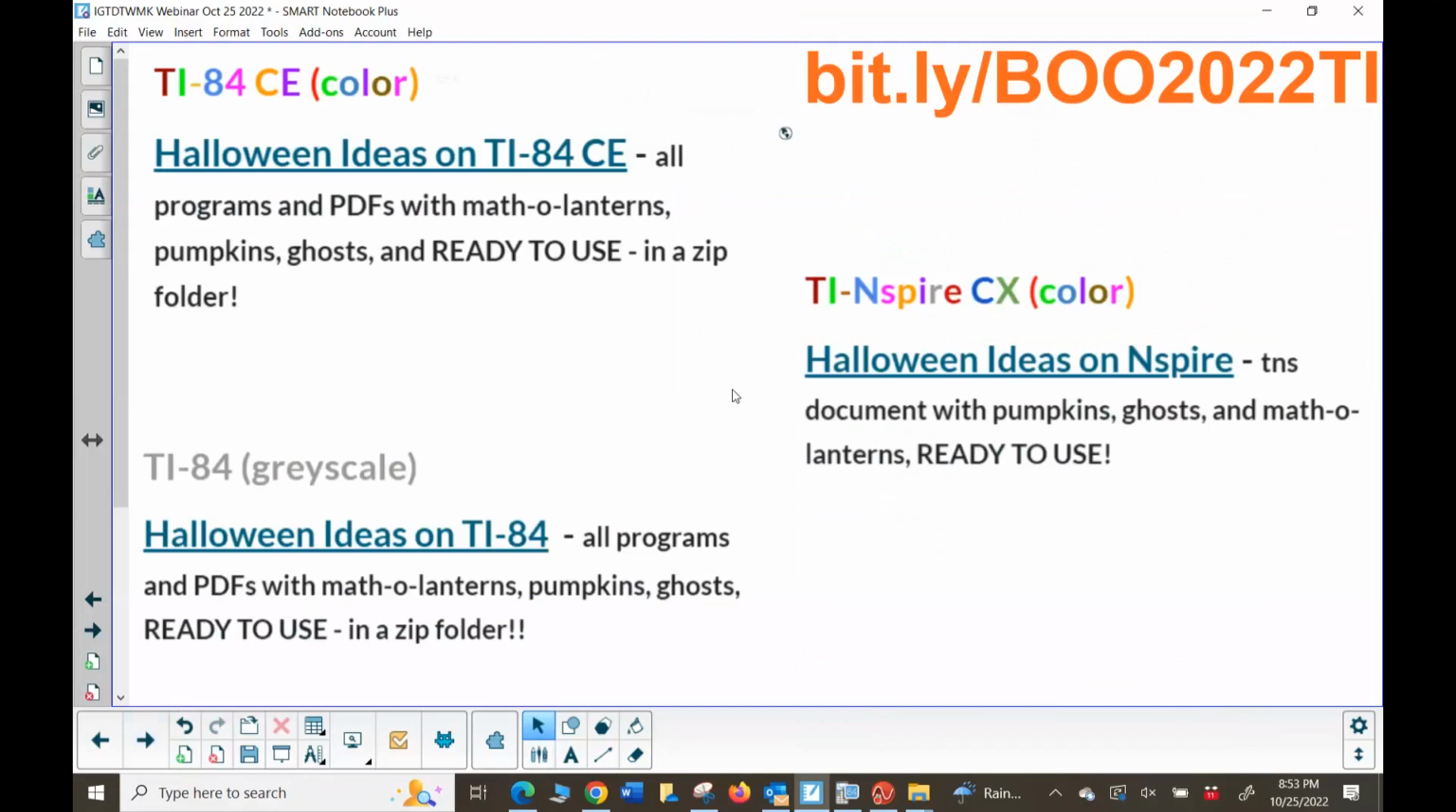I did want to show you, since Halloween is coming up, and this is what I did last week, Halloween ideas. This works on either the color, the 84 grayscale, or the Inspire color. At this website right here, and maybe Mike can type that in for us, lowercase bit.ly/, and it's capital B, capital O, capital O, 2022 capital TI. And Mike got it in there already.